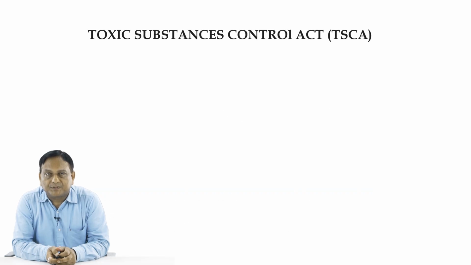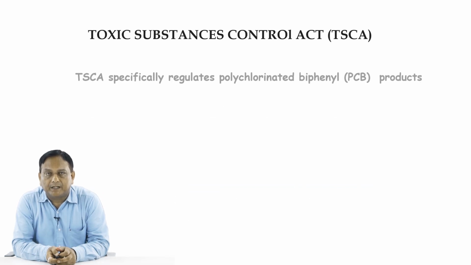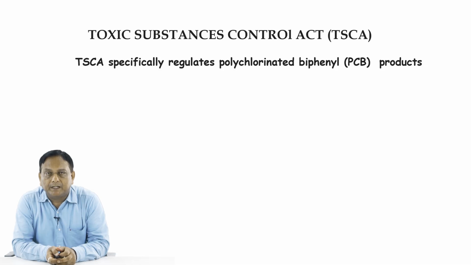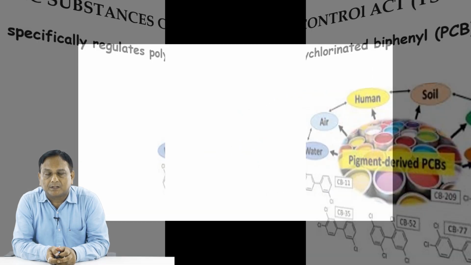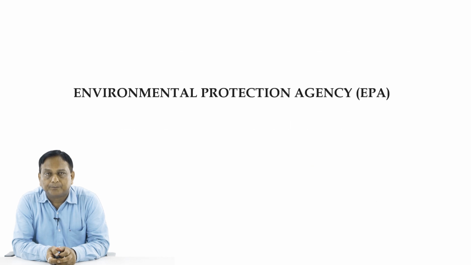Now, the Toxic Substances Control Act, TSCA, specifically regulates PCB products, that is, polychlorinated biphenyl products. Those are different items where PCBs are available, and different pigments derived from these PCBs are harmful in nature. So that is controlled by TSCA.